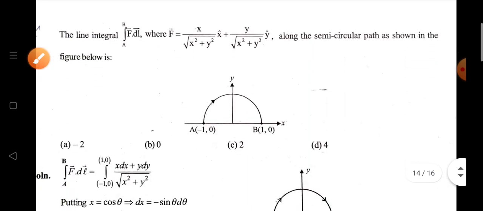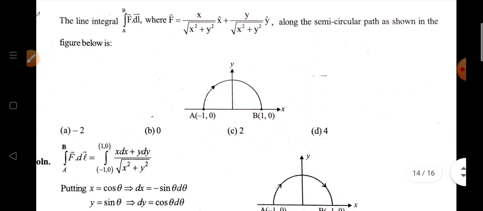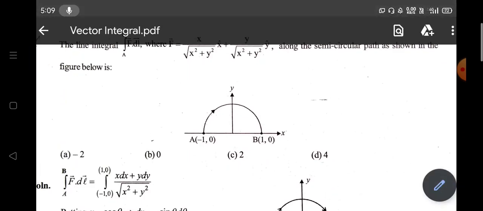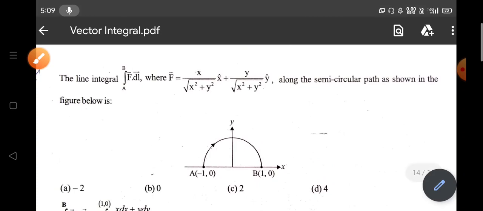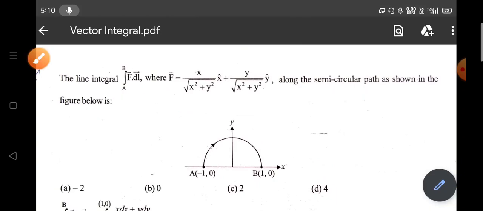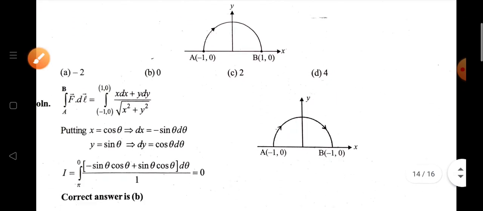This is another question that has come in GATE, and this is a very conceptual question. The question is the line integral from a to b of f dot dl, where f is x by root over x square plus y square x cap plus y by root over x square plus y square y cap, along the semicircular path as shown in the figure below. So what will be the line integral of f dot dl from a to b?